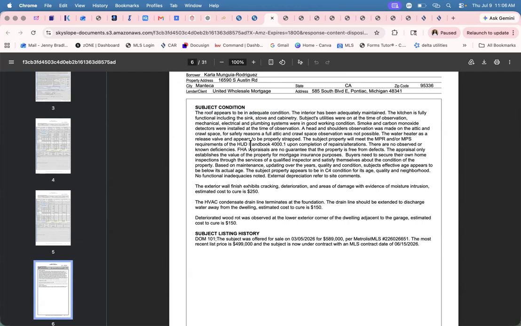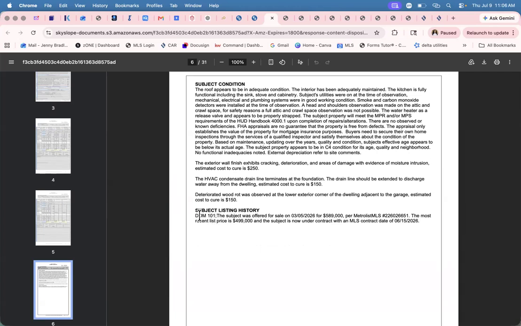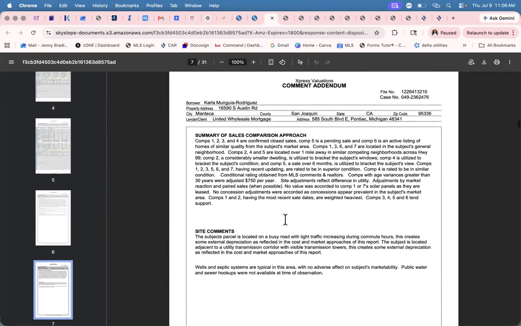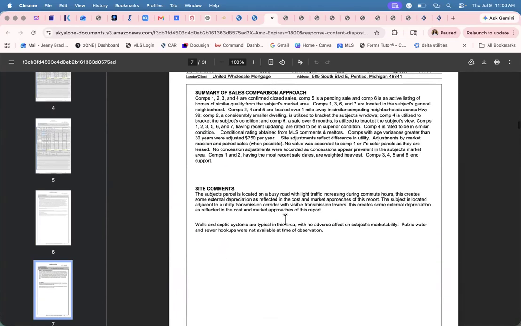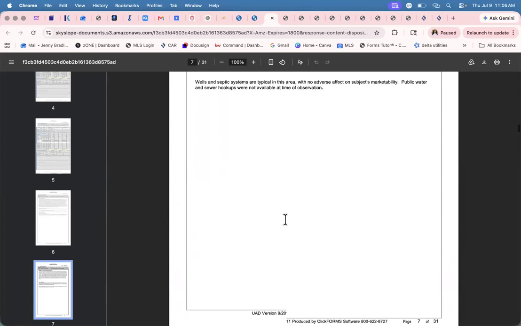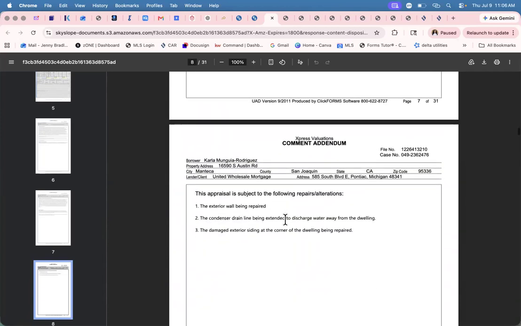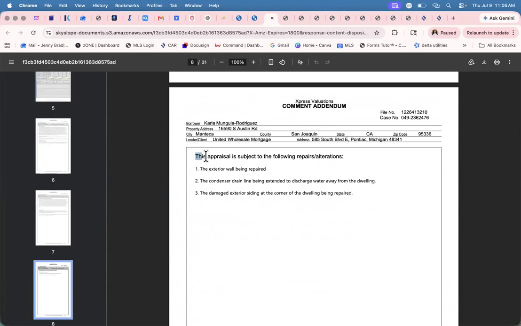I've had times where both buyer and seller have come to an agreement where they've split it. But right here it says the roof appears to be in adequate condition, so that's good. The interior has been adequately maintained. Oh, this is the condition of the house, sorry. Subject to listing history. Wait, where's the conditions? Let's see. Oh, that's not it. Okay, right here. Sorry, I was reading the wrong spot.